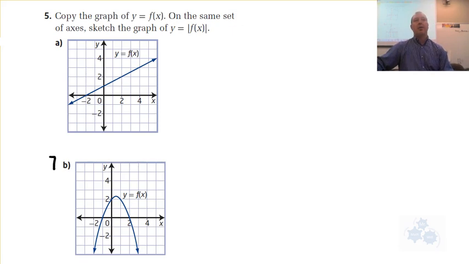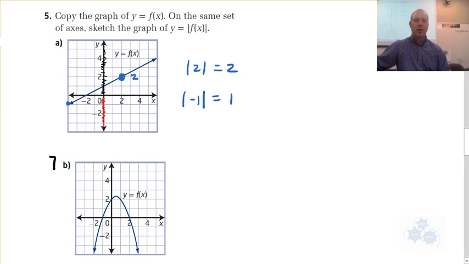If you're given a graph and you're asked to graph the absolute value, pretty simple. All of the positive y values, those do not have to change. But any parts of the graph that have negative y values, those need to change to positive, right? So if this y value is 2, the absolute value of 2 is 2, so it stays the same. If this y value down here is negative 1, the absolute value of that is positive 1, so it has to go up here.